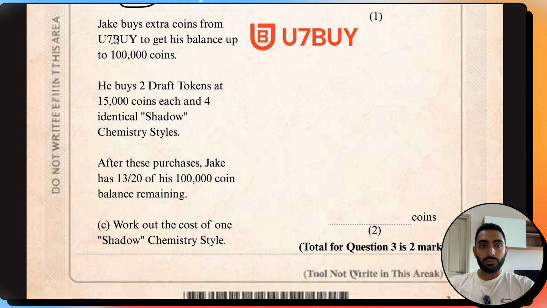Jake buys extra coins from U7 Buy to get his balance up to 100,000 coins. He buys 2 draft tokens at 15,000 coins each. Let's work out how much that would be. 2 times 15,000, which would be 30,000. And 4 identical shadow chemistry styles. After these purchases, Jake has 13/20ths of his 100,000 coin balance remaining. Let's work out how much he has remaining.